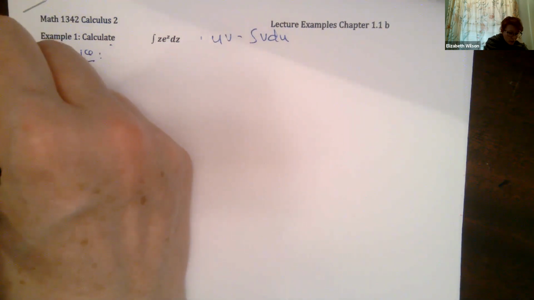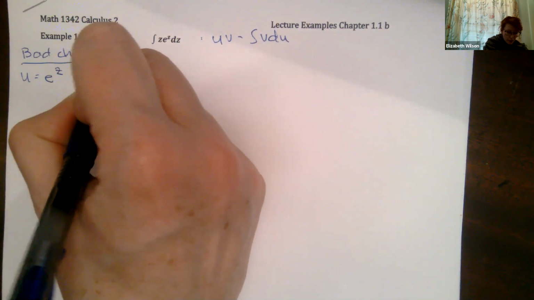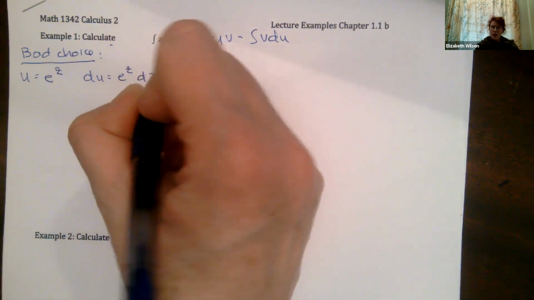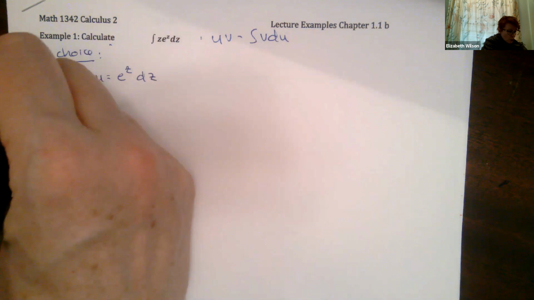So I'm going to go u equals e to the z, which means when I take the derivative, du is e to the z dz. I always like to think that when I take the derivative, it should make the function more simple, right? Well, this didn't change anything. When I took the derivative, it stayed the same, because that's the nature of our exponential function. But let's roll with it.